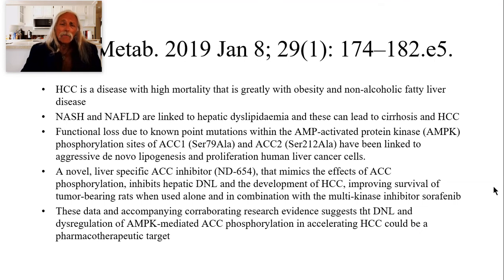Functional loss due to known point mutations within the AMP kinase phosphorylation sites of the ACC. So it's not the AMP kinase that's got the mutation, it's the ACC1. So serine 79 goes to an alanine, or ACC2, serine 212 going to an alanine, can't phosphorylate an alanine, right? Have been linked to aggressive, if you can't phosphorylate it, you can't control the carboxylase.